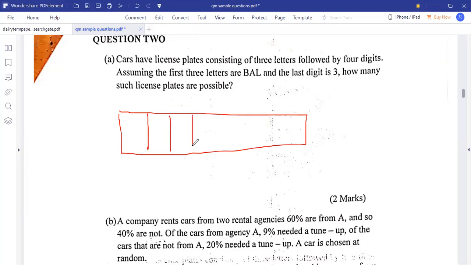The first 3 letters are what? B A L. Then we have 4 digits there. The last number is limited to what? A 3. No other number should be there. So here we have how many chances? Any number can come here. We have 10 chances here, 10 chances here, and 10 chances there. Here there's only one number. There's only one chance there. What value did you find though? What answer did you find?